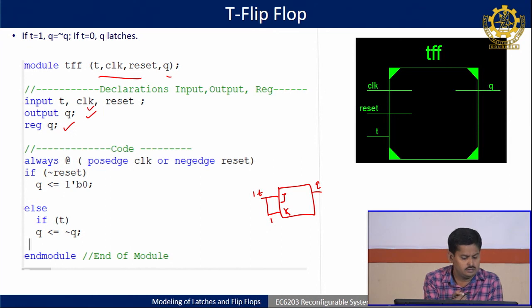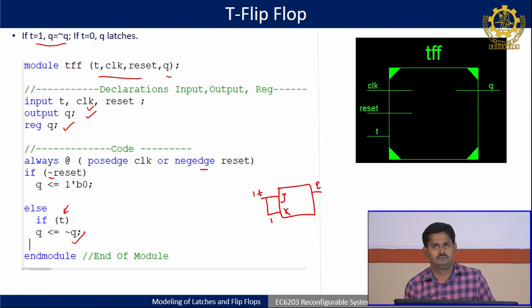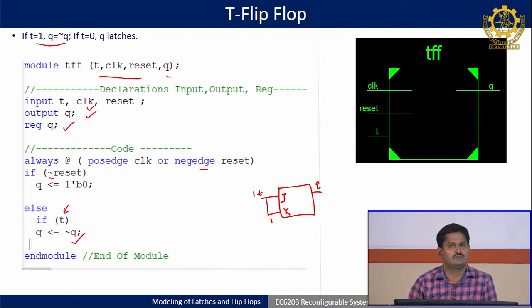Then after that, again I have taken an asynchronous reset, with negedge of reset. Since I have taken negedge here, I am making it active low. So if reset is low, the output is directly 0. In the other case, when reset is high, T should be high to have Q equal to not of Q. If T is 0, by default it will latch the data, so there is no need to specify that condition.